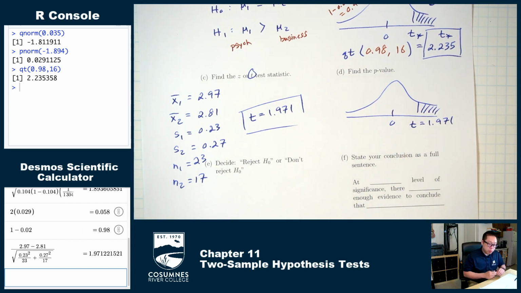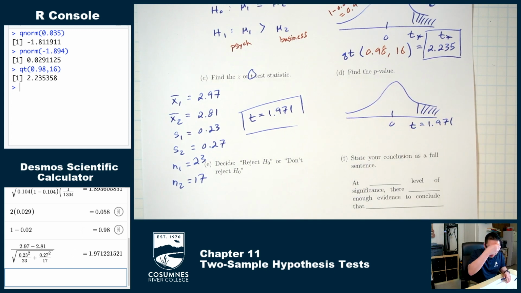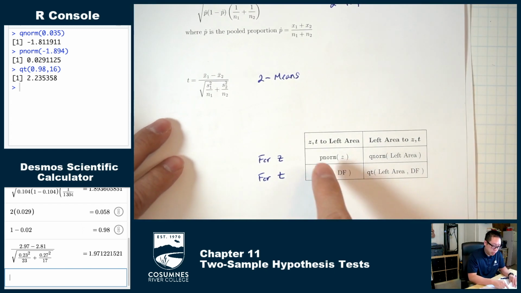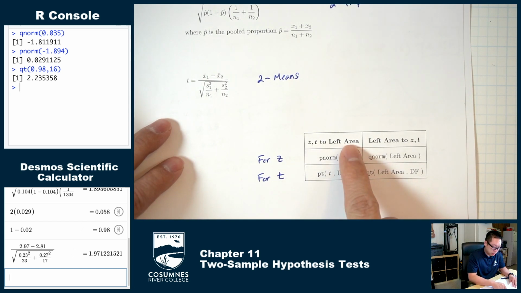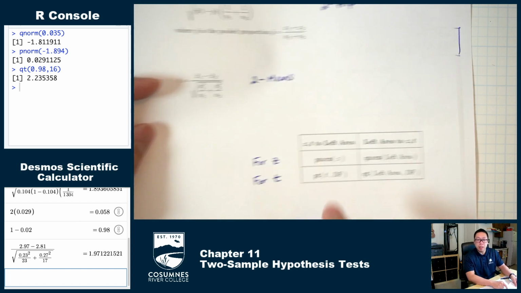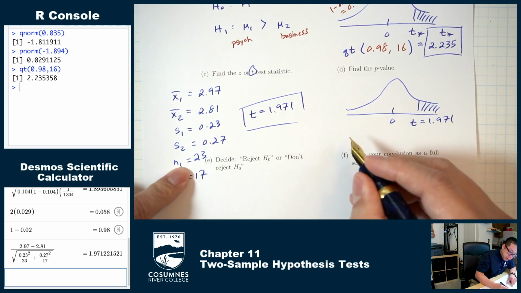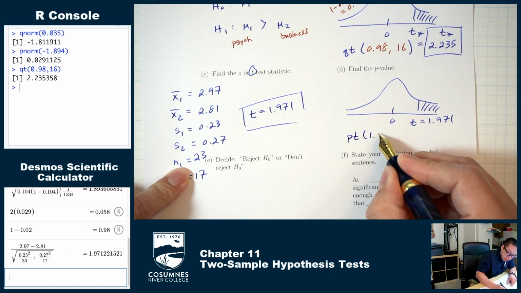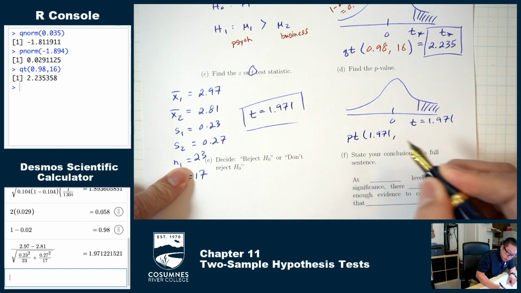And this is really just finding the area. That's our p-value. This is a T to area problem. T to area for the T situation is going to be PT. So PT, T, DF. So we're going to do PT. The T, which is 1.971, comma the DF.